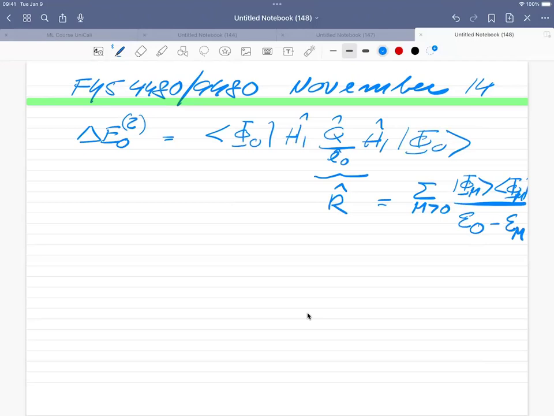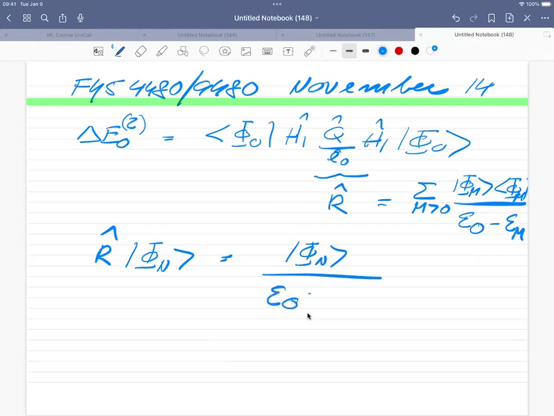If you look at the action of this operator R on a specific state, which we call n, this simply becomes this state n multiplied by a factor, because we are using an orthonormal basis. We have epsilon 0, which is the non-interacting energy of the ansatz for the ground state, minus the non-interacting energy for this state n. And normally this phi of n is not equal to phi 0, so n is not equal to 0. That's one of the basic assumptions, so the reference state is not included.